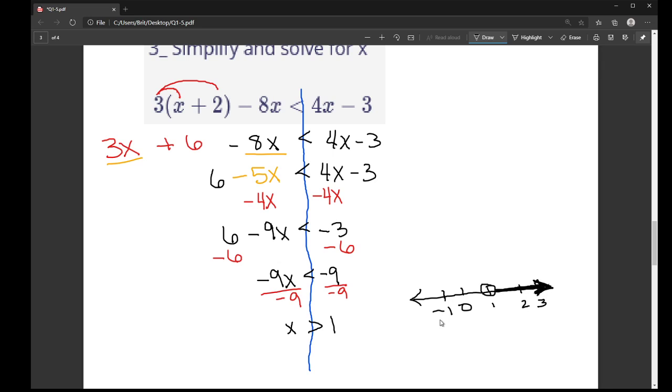So here is the graphic solution, and then here is the symbolic equation.